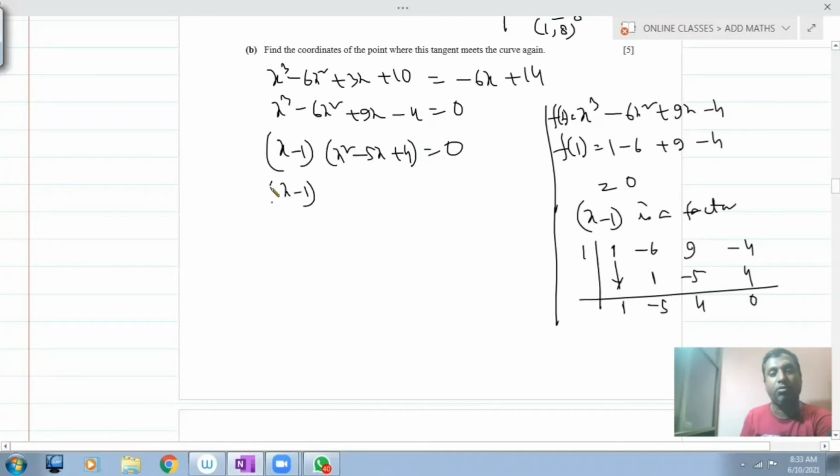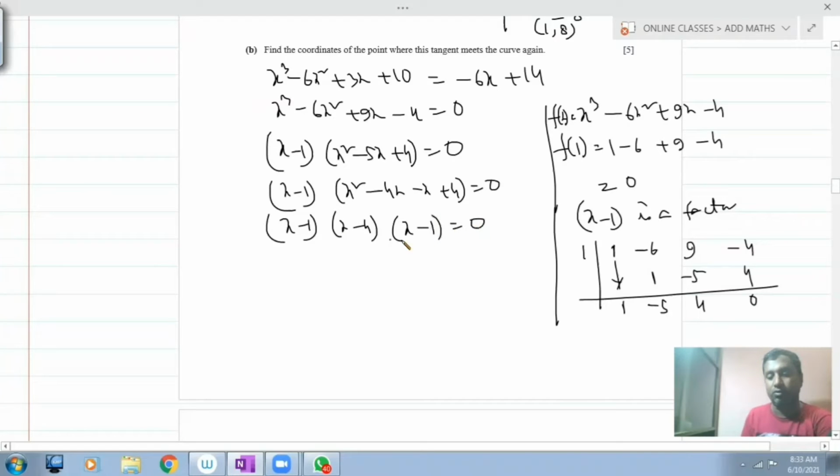Now let us simplify more. x squared minus 4x minus x plus 4 equals to 0. So finally taking common and factorizing, it's becoming (x minus 4) and (x minus 1). So if we simplify this one, we are having x equals to 1, what is given in the question, and then x equals to 4.